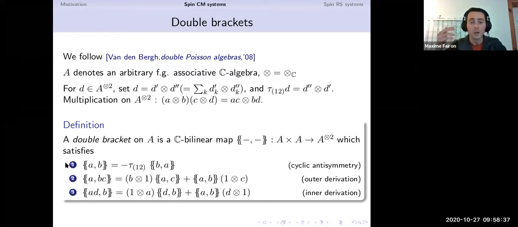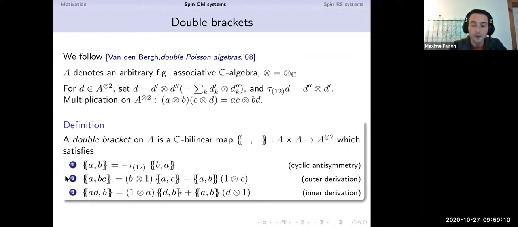With usual antisymmetry, what you would expect is just that when you swap the two elements in your bracket, you get a minus sign. Here, recall that we are working in the tensor product of A with itself, so we not only put a minus sign when we swap the two arguments, but we also have to swap the two elements in the tensor product of the element that we obtain in A tensor A. This is what this tau_{1,2} is doing. It's just swapping the elements.